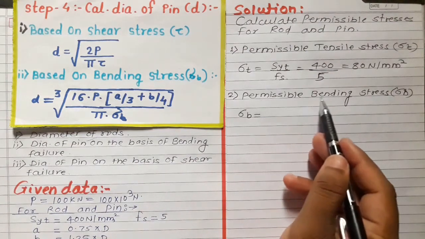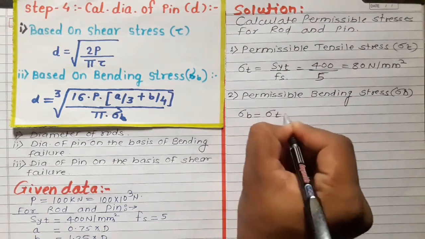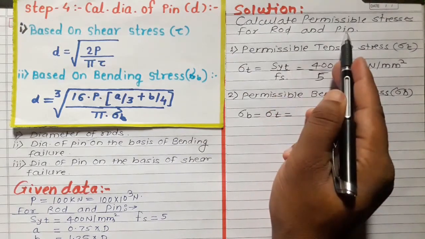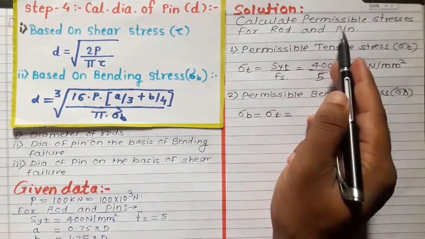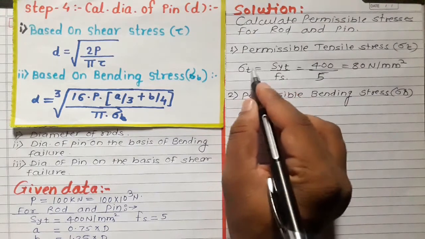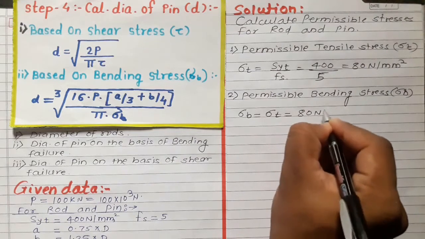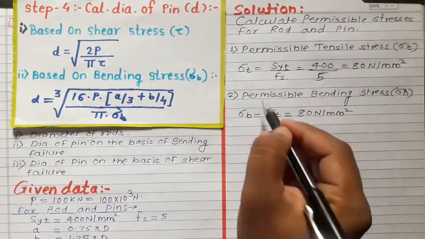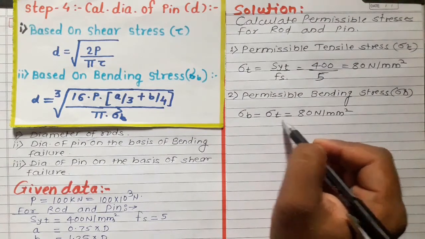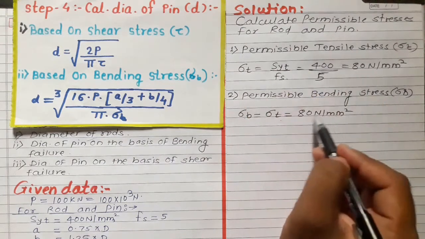Now here we have to calculate the permissible bending stress, and we know that the permissible bending stress sigma b is always equal to permissible tensile stress, and the permissible stresses for rod and pin are same because the material of rod and pin is same. So we can take the permissible bending stress for pin equal to permissible tensile stress for a rod. So sigma b is equal to sigma t is equal to 80 Newton per mm square. So this sigma t and this sigma b are same always, and thus we can take the value of sigma b equal to value of permissible tensile stress as 80 Newton per mm square.